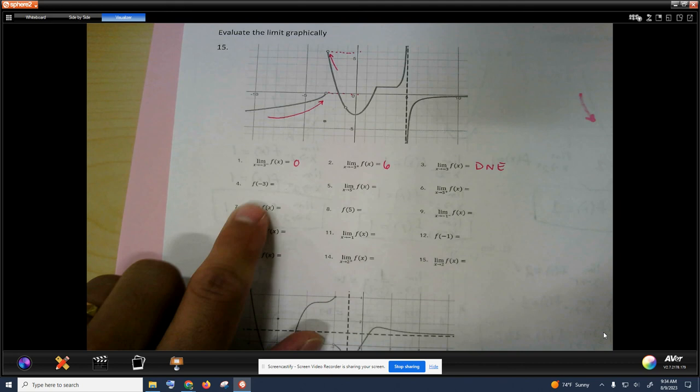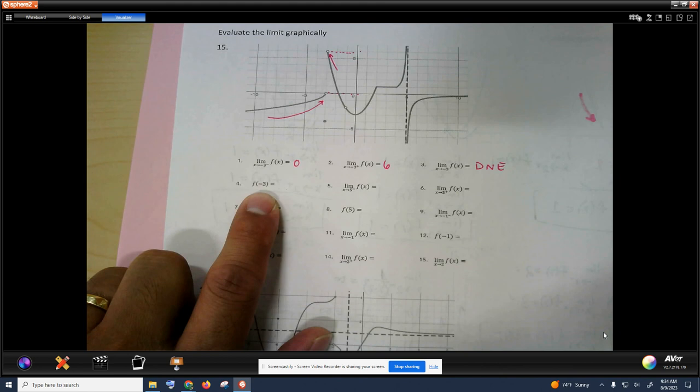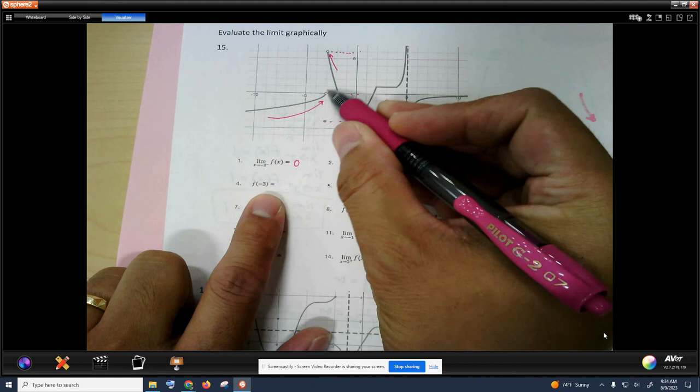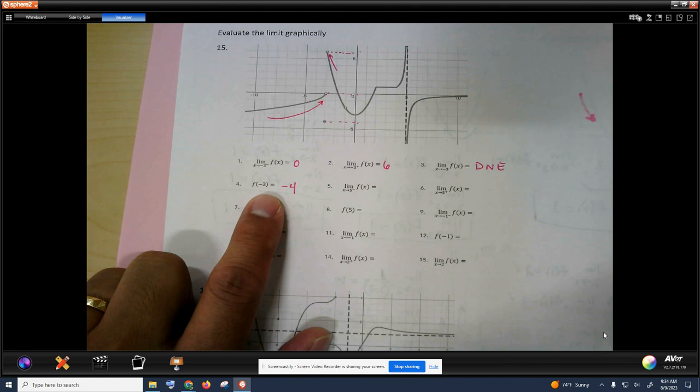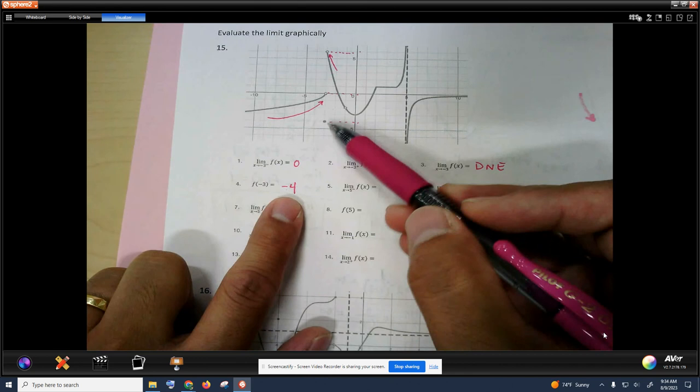Okay, sometimes you guys will just get this notation. This says you plug in negative 3 into the graph, and you get out what? Right at 3, the value is negative 4. The dot's there at negative 4. It's not a limit question. It's just I plug into the equation, I got my dot there.